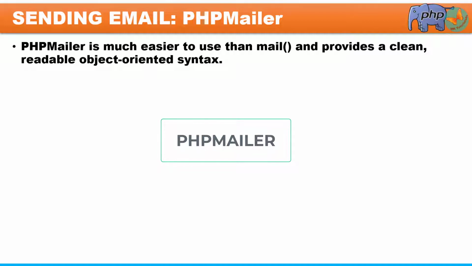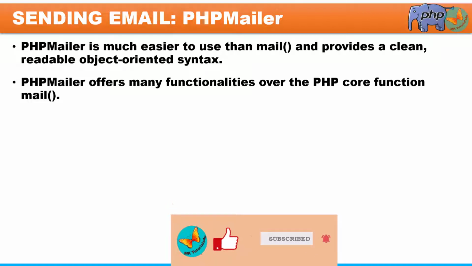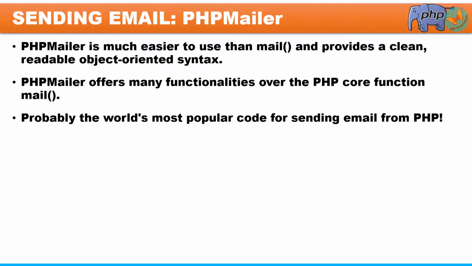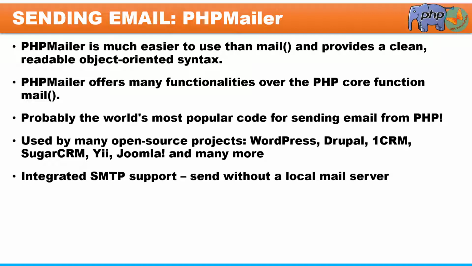PHPMailer is much easier to use than the mail function and provides a clean, readable, object-oriented syntax. It also provides many functionalities over the PHP core mail function. And probably it is the world's most popular code for sending email from PHP. Not only that, it is used by many open source projects such as WordPress, Drupal, OneCRM, SugarCRM, Joomla, and many more. It has also integrated SMTP support, meaning you can send email messages without a local mail server.